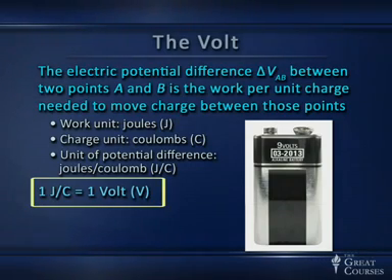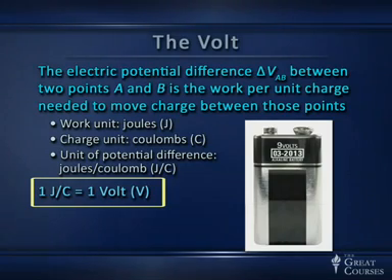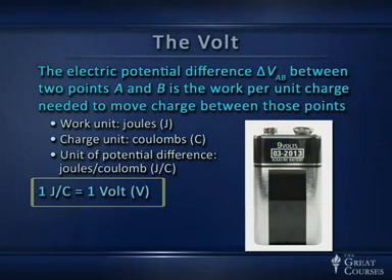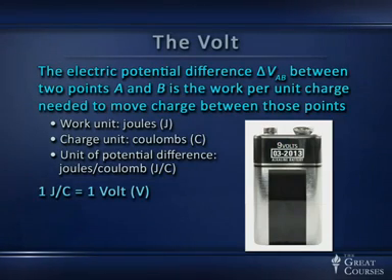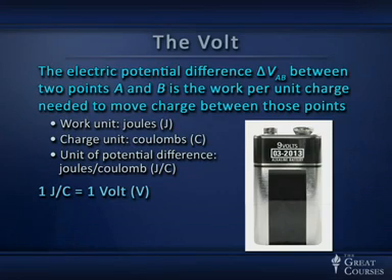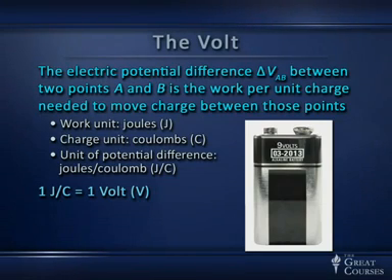And a joule per coulomb defines a volt. So if I have a battery, here's a picture of a 9-volt battery. What that 9 volts is telling you is that if you move charge from one terminal of the battery to the other, you will either have to do 9 joules of work, or else 9 joules of work will be done on you for every coulomb of charge you move between those terminals.